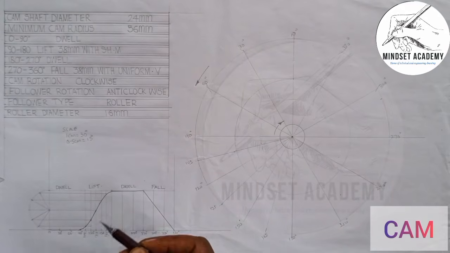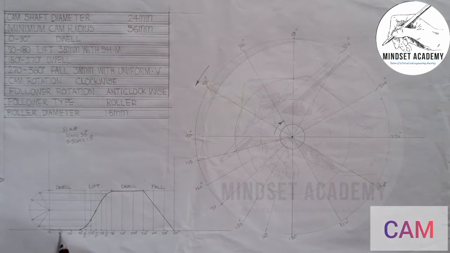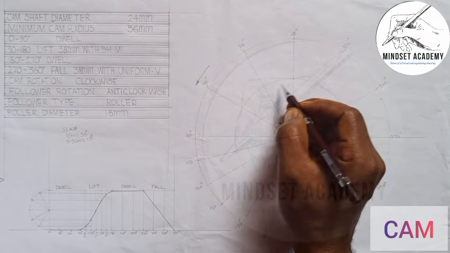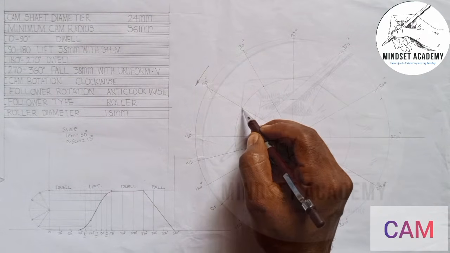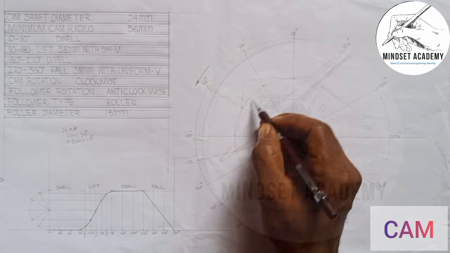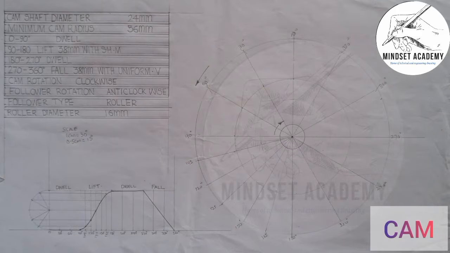Now we'll start from 0, 30, 60, 90. They are all on the minimum cam radius. So this will be 0, this will be 30, this will be 60, and this will be 90. They are all on that point. They are taken because they are at rest. Then we'll start rising now.